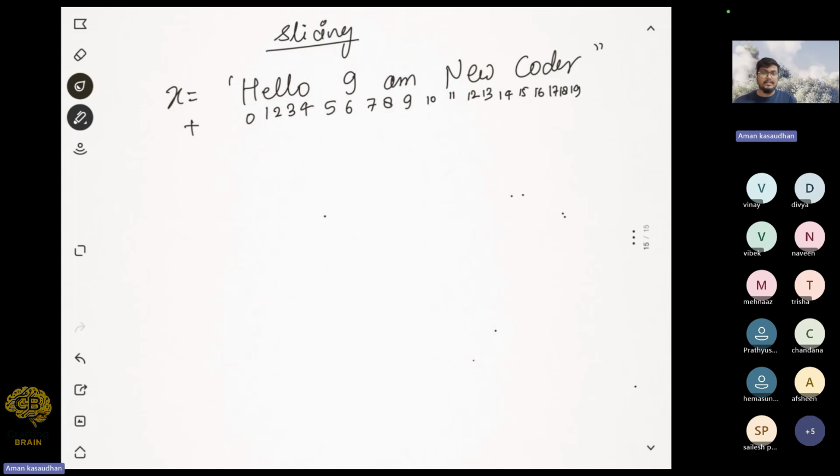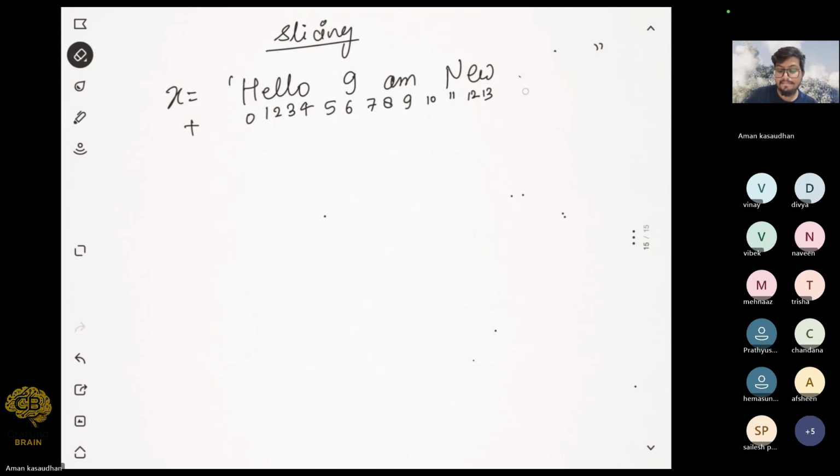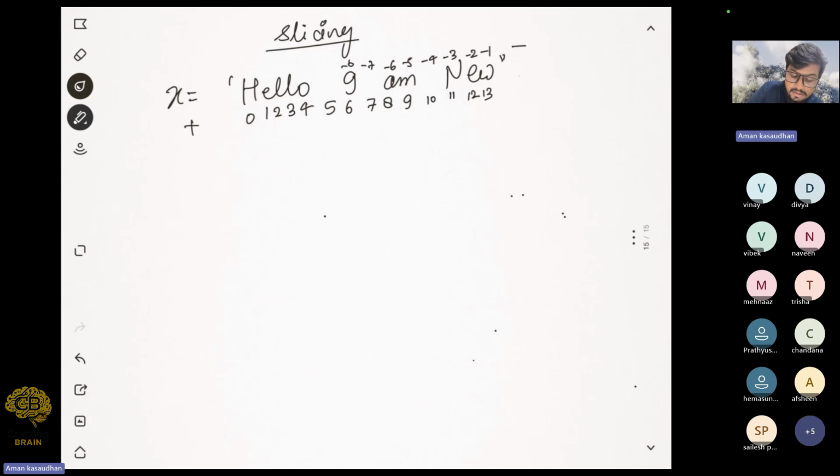Let's do one thing, guys, up to 13 let's just take it, otherwise it is getting too much. Hello, I'm new. Up to this one only we will take it right now. So this is the positive indexing. Negative indexing, how will it go? It will be -1, -2, -3, -4, -5, -6, -7, -8, -9, -10, -11, -12, -13, -14. So negative indexing goes like this. A very important concept we are going to understand here.